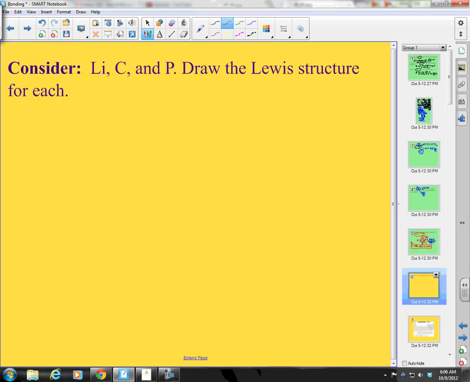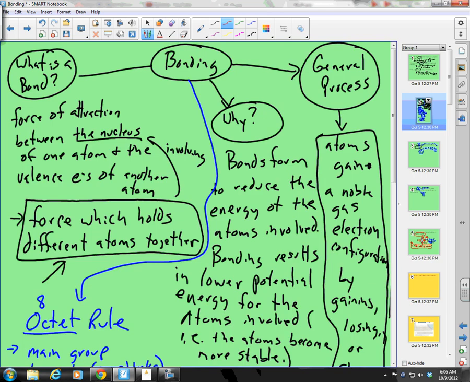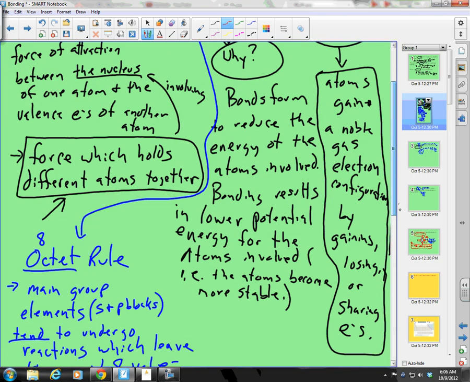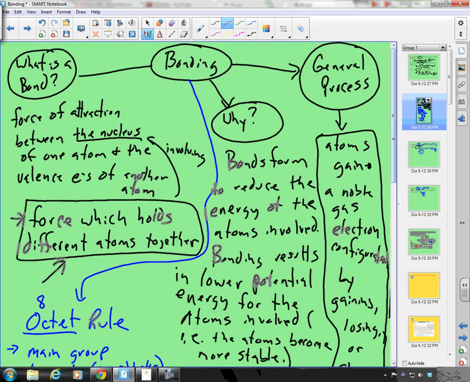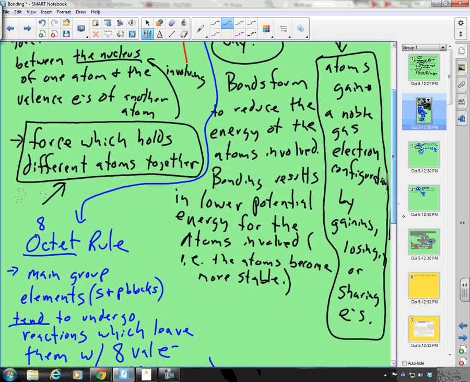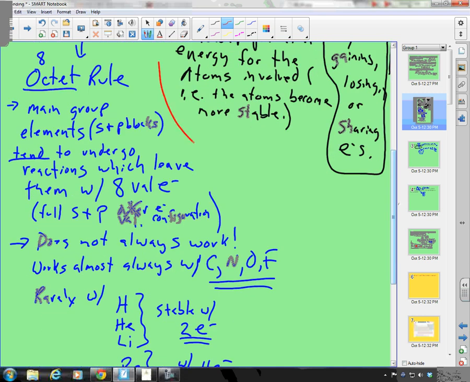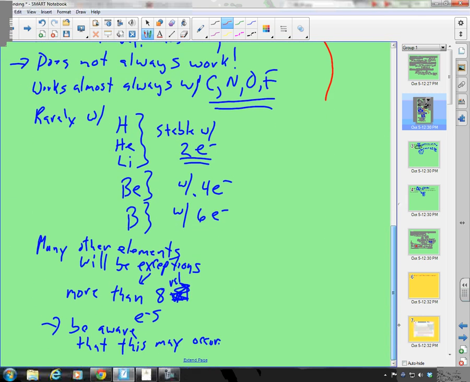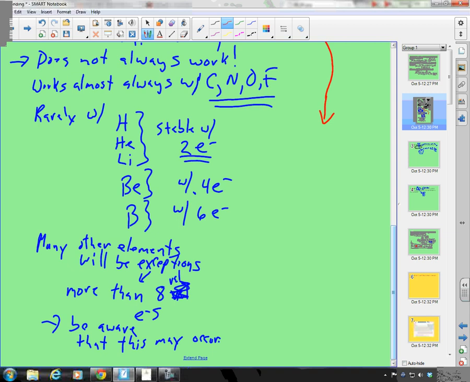All right, let's consider lithium, carbon, and phosphorus. Draw the Lewis structure for each. Okay, I think we need some notes here. Let's go back up here, and we need to, where can I put this? I'm going to pick up the red later down here. We're going to bring the red down way over here. Okay, and we want to talk about Lewis structures.